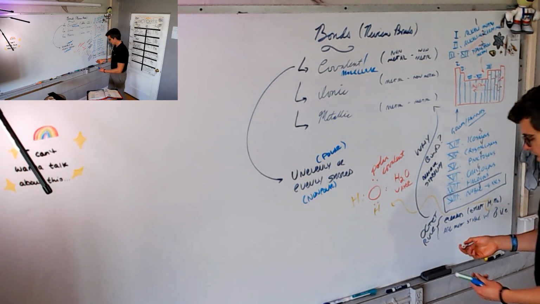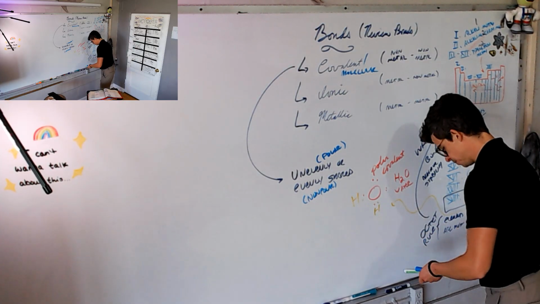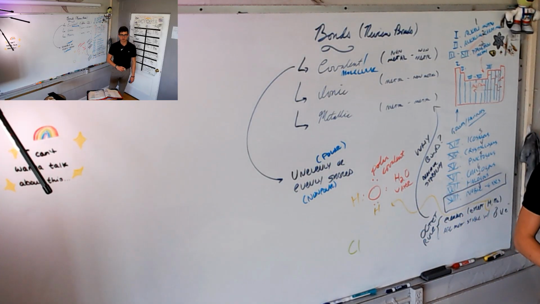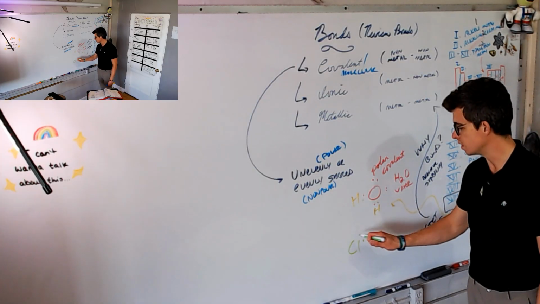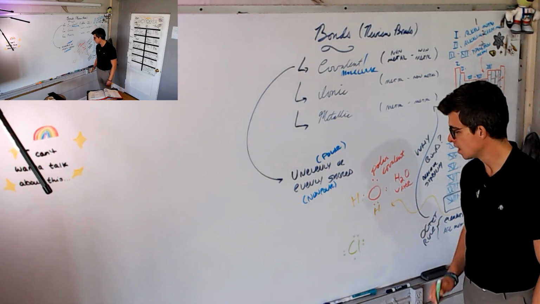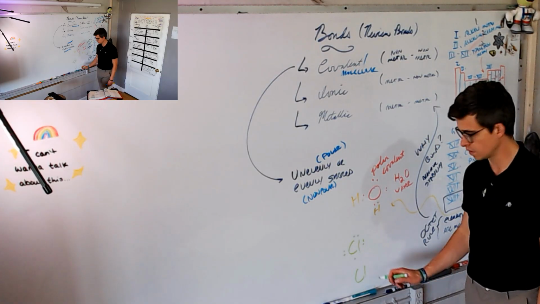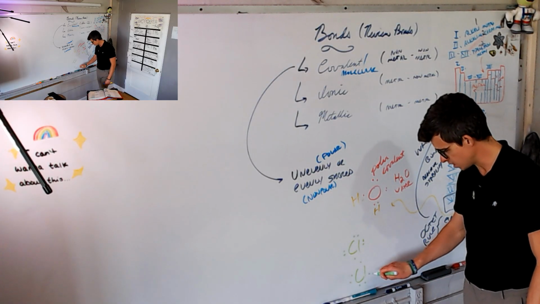Now, what if instead, I wanted green. What if instead we have chlorine? How many valence electrons should I draw around her? 1, 2, 3, 4, 5, 6, 7. And what if I have another chlorine? How many valence electrons should I draw around her? 1, 2, 3, 4, 5, 6, 7.